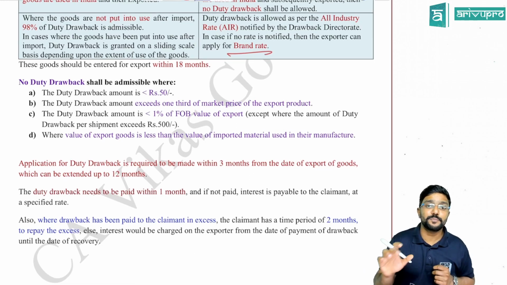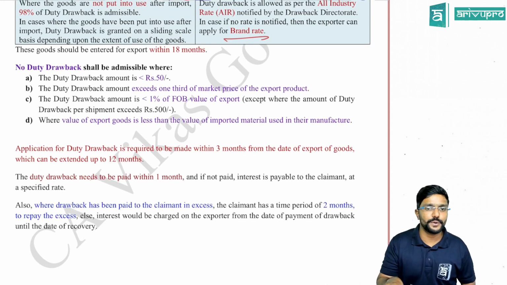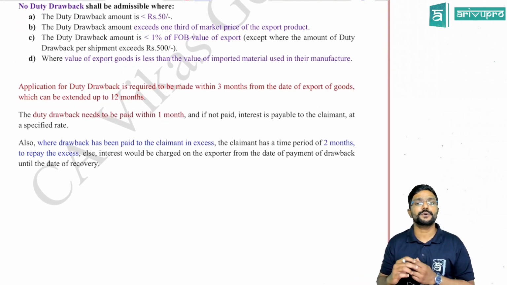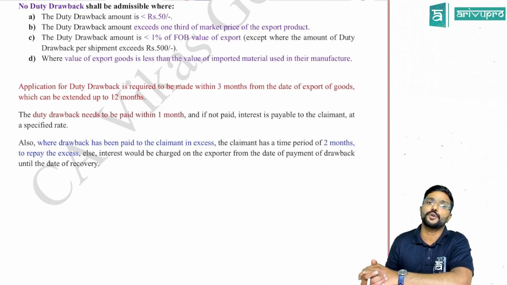Where the value of export goods is less than the value of imported material, then also you cannot claim duty drawback. Application for duty drawback is required to be made within 3 months from the date of export of goods, which can be extended up to 12 months.